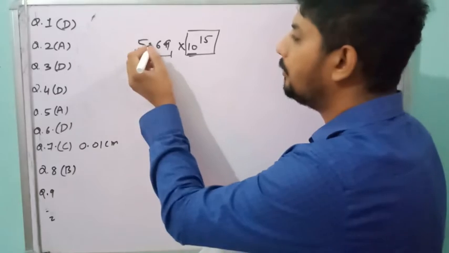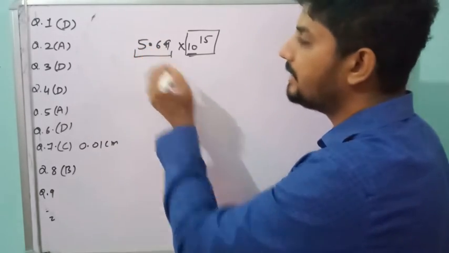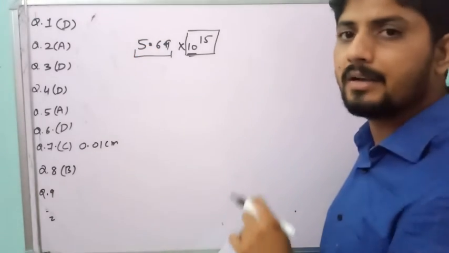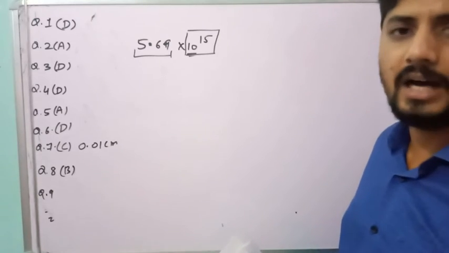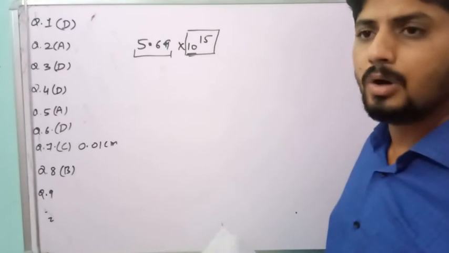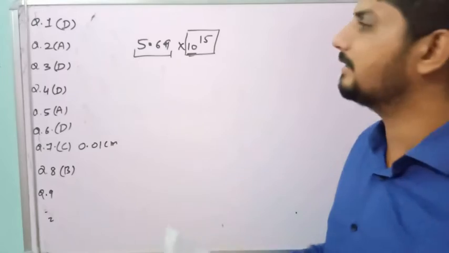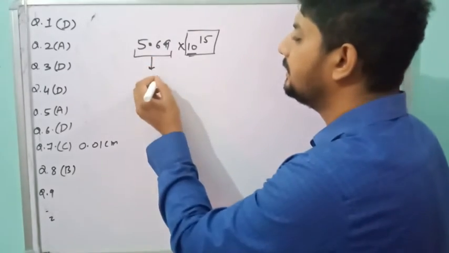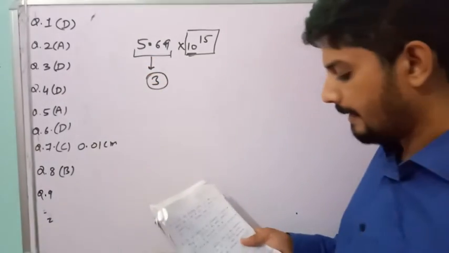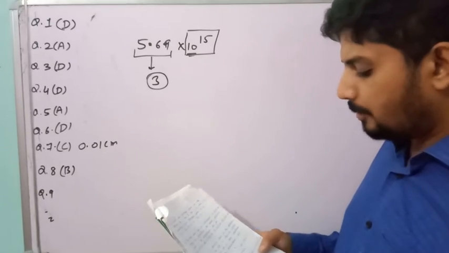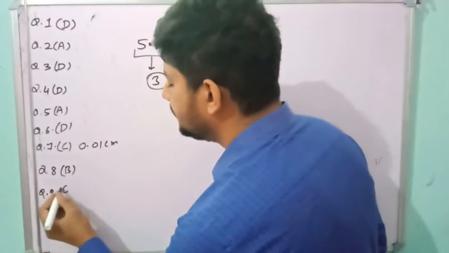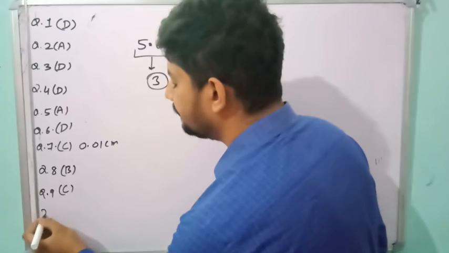So what will be the significant figures in 5.69? Here no zero is there. If all the digits are non-zero, then all the digits are considered significant. So the number of significant figures here is 3. So option C is correct. Question number 10.